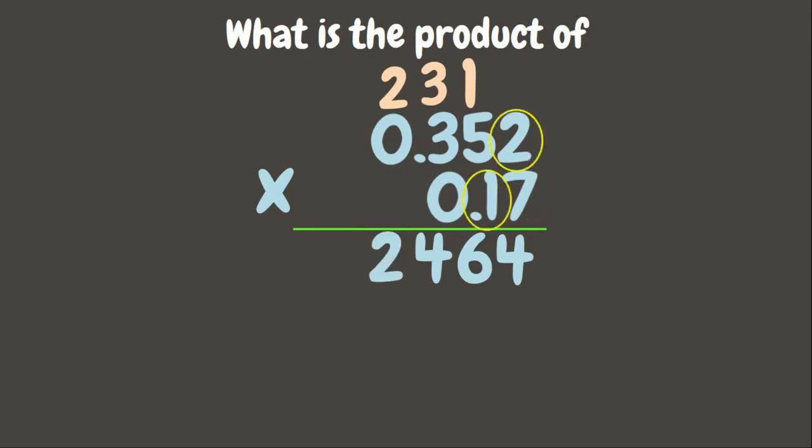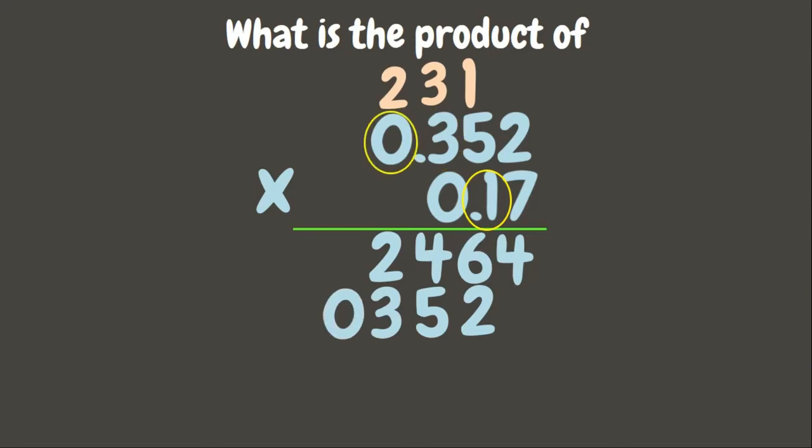1 times 2 is 2. 1 times 5 is 5. 1 times 3 is 3. And 1 times 0 is 0. Since the next digit is 0, we don't have to multiply it. Now, let's add the products.